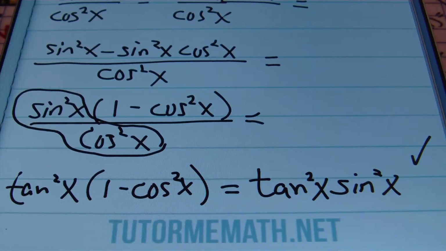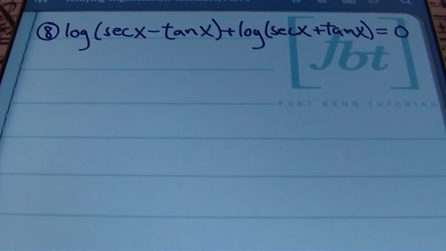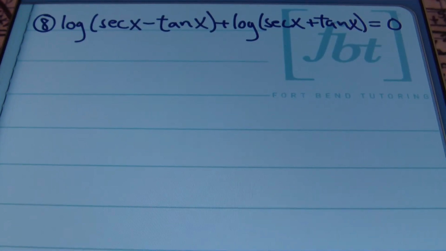part 1 of verifying trigonometric identities. Okay, let's check it out. You're going to love this. Problem number 8. We have the log of secant x minus tan x plus the log of secant x plus tan x equals 0. Good stuff, right?